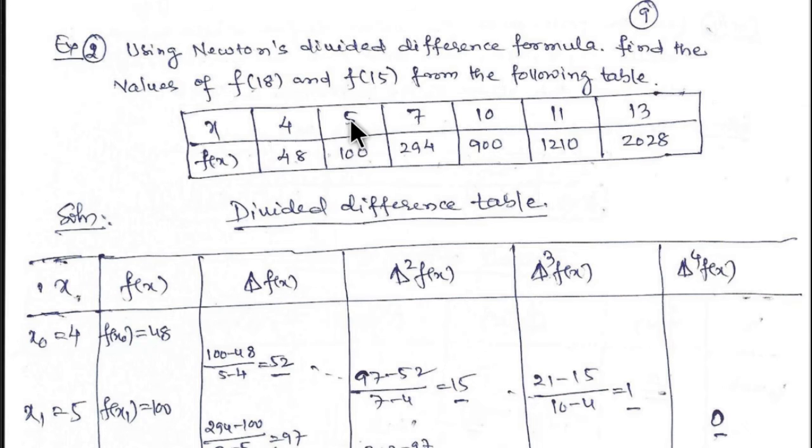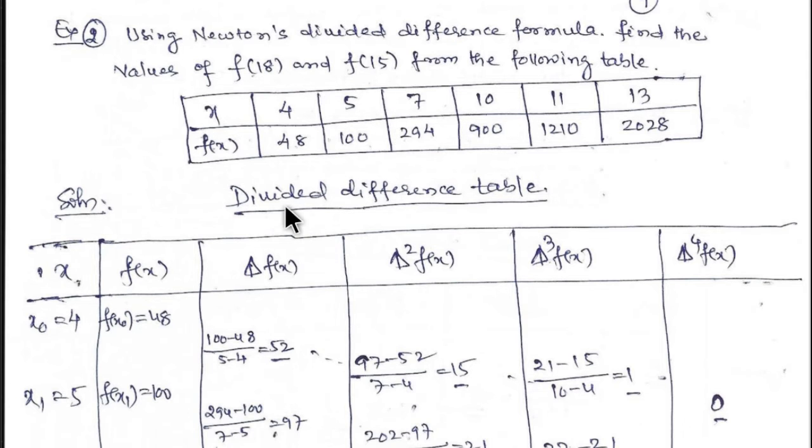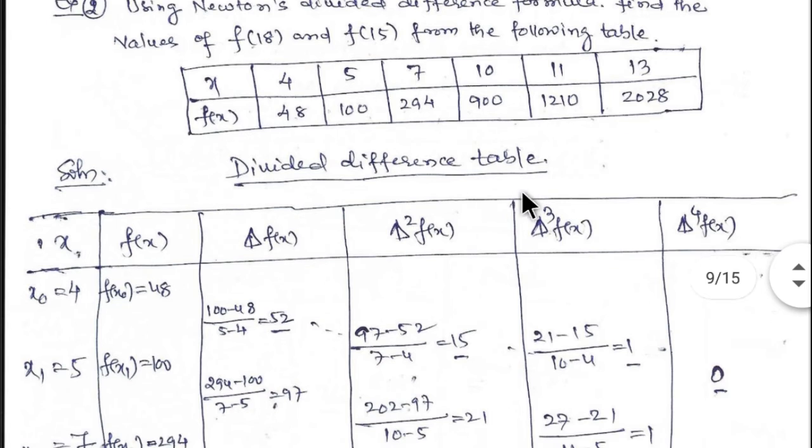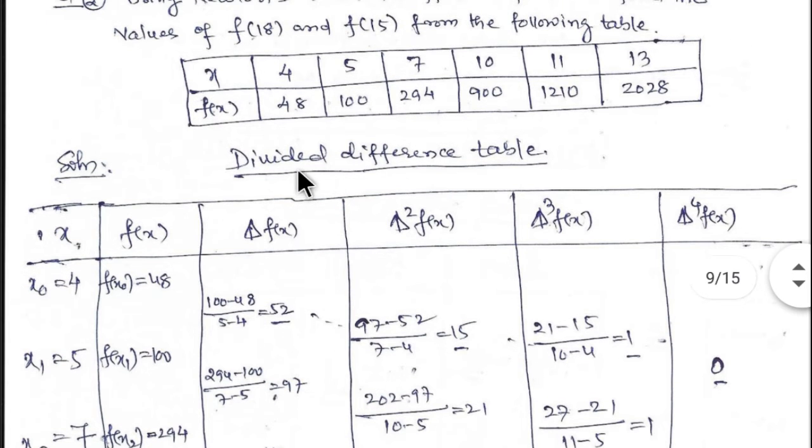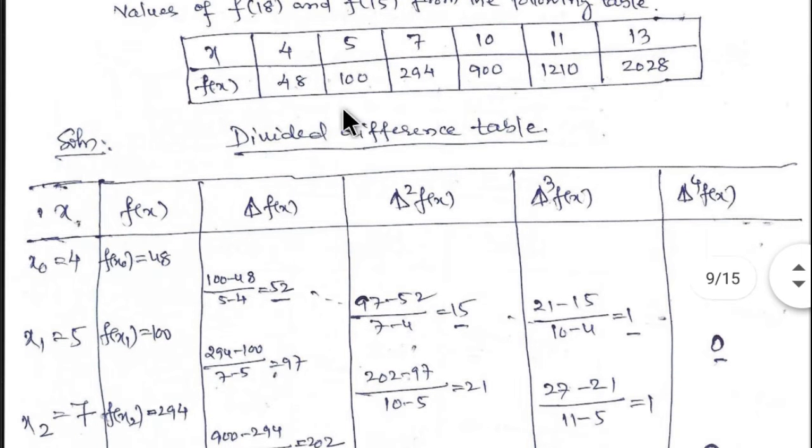Here you see that 5 minus 4 is 1, 7 minus 5 is 2, 10 minus 7 is 3, 11 minus 10 is 1, 13 minus 11 is 2, like this. The h value is different here, so you use the divided difference table. Construct the divided difference table. Already I have explained this above.